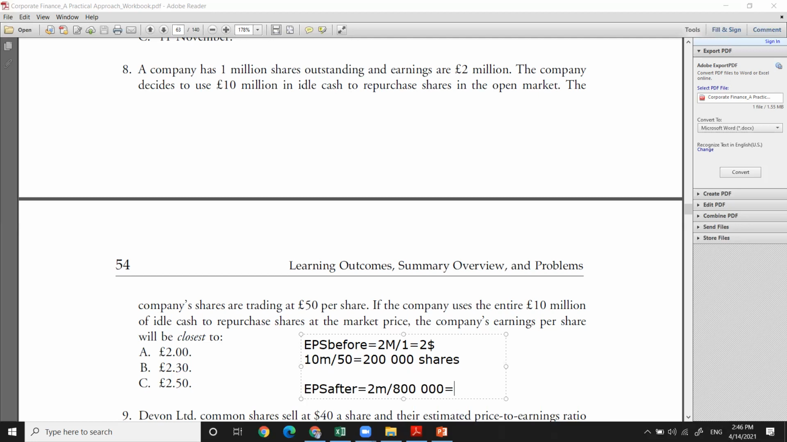And your EPS in this case will be equal to, if it's 2 million divided by this, you should get $2.50 per share. So the answer is C in here.